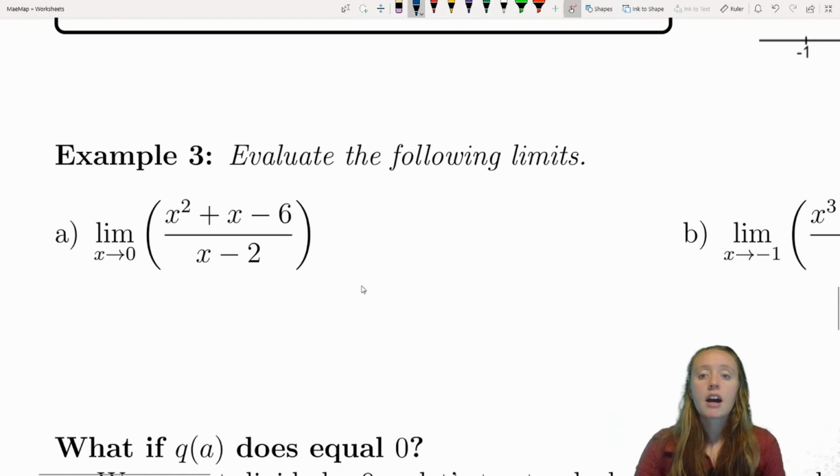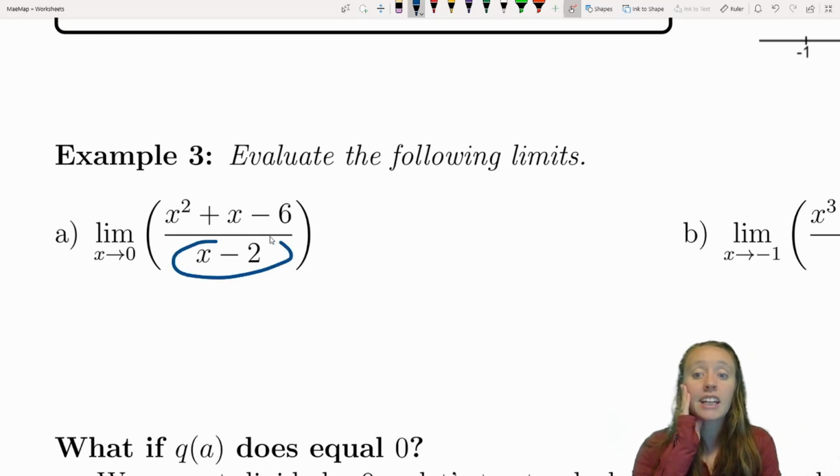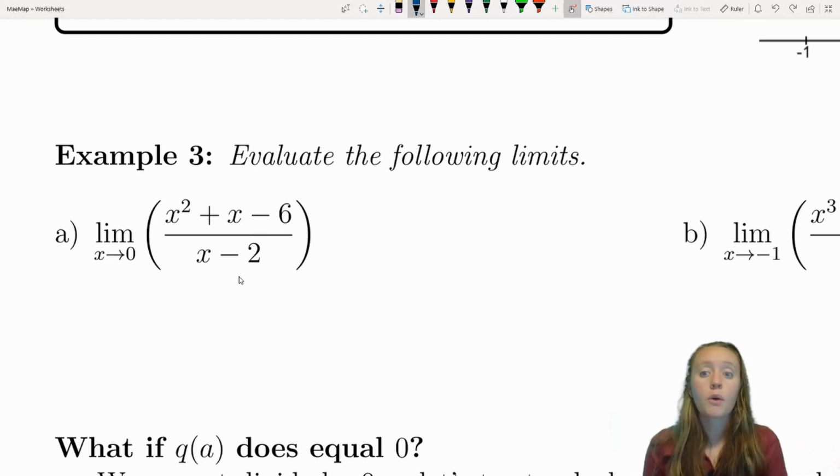So we have the limit of x squared plus x minus 6 over x minus 2, and that's as x approaches 0. So I'm plugging 0 in for x. But before I do this, I just want to double check really quickly that I can do that. Is my denominator going to equal 0 if I plug 0 in for x? Let's check. Plugging in 0, I get 0 minus 2, which is a negative 2. So no, we're okay to simply just plug in 0 for x, because if you think about it, the only x value that would make this undefined is if x was equal to 2, which it doesn't.